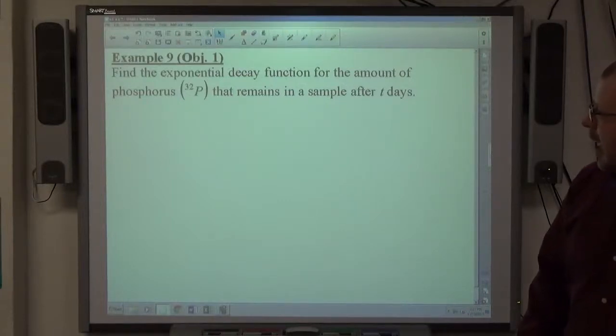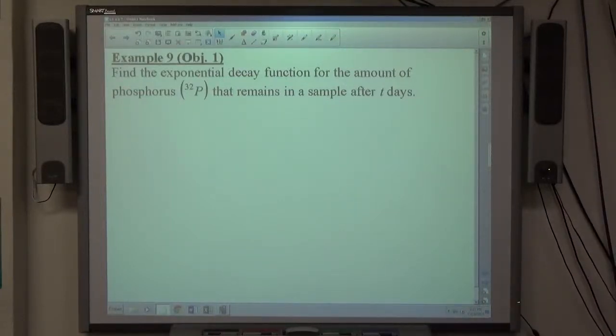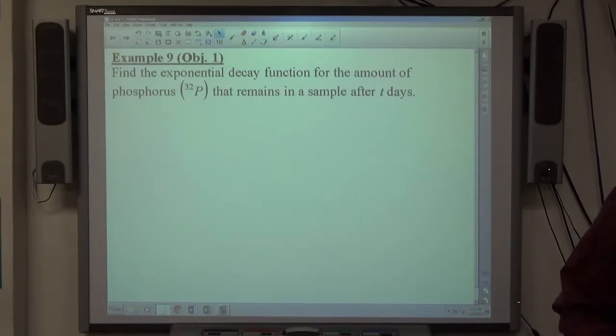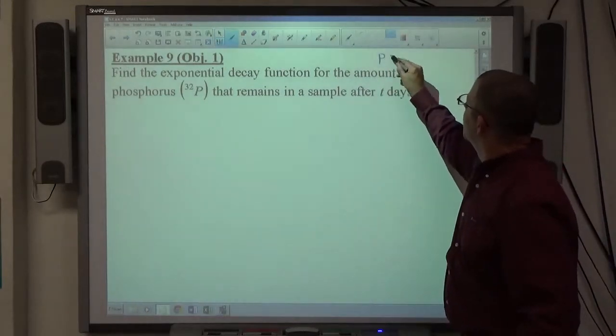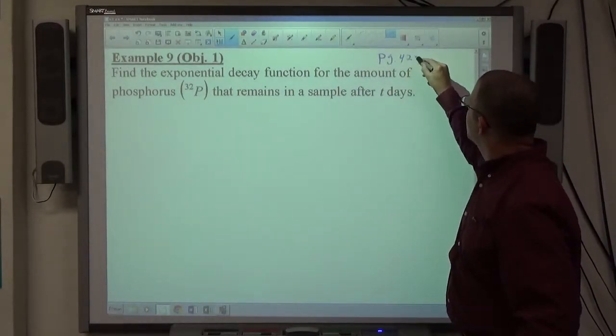Okay, example 9: find the exponential decay function for the amount of phosphorus-32 that remains in a sample after t days. And you guys don't have to open up your book to this page. I'll do mine, but just know where it's at. On page 425, you might want to write that on your sheets.